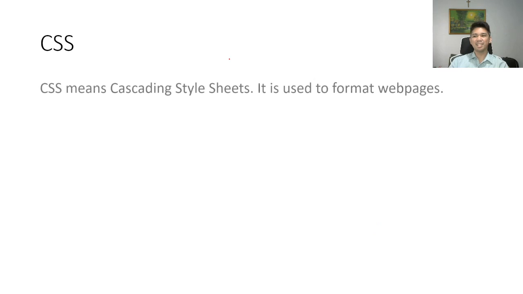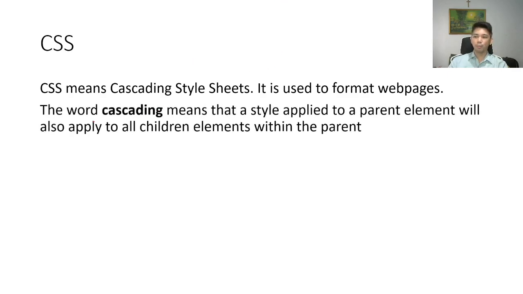Now, what is CSS? CSS means cascading style sheets. It is used to format our web pages. The word cascading means that a style is applied to a parent element. And since a parent element may have a child element, any child element will also have the proper style, whatever is written in the instruction for the parent element.